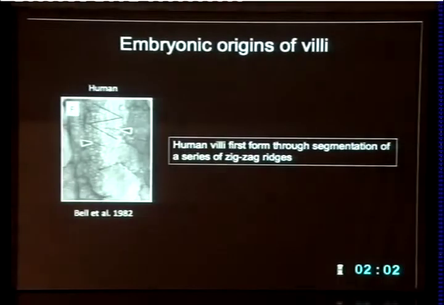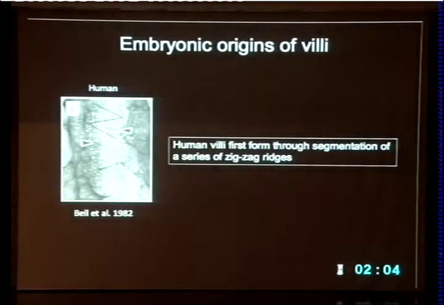So it's been known for a long time that the human villi, and this is not something that I would have guessed if I hadn't read the literature, don't form by growing out from the floor of the lumen in a simple way, but rather initially, embryonically, you form ridges that then zigzag, and the zigzags segment to form ridges, to form villi. So the process has been described morphologically.